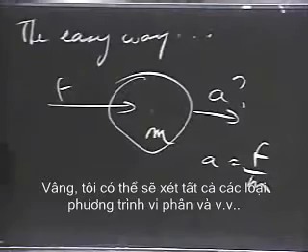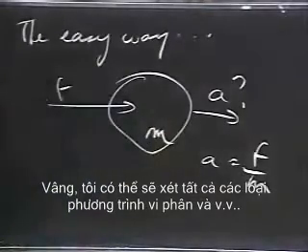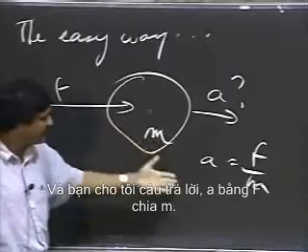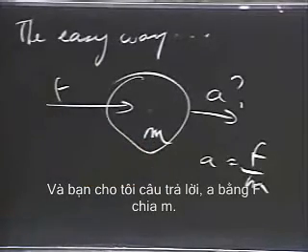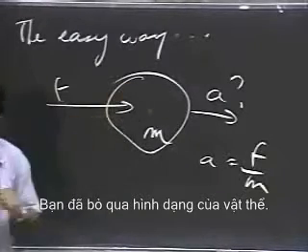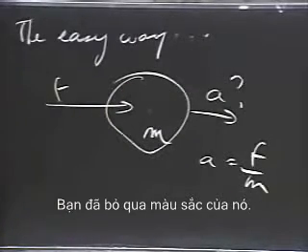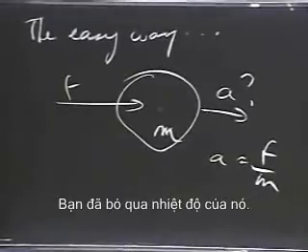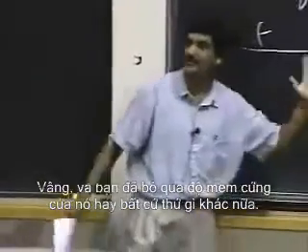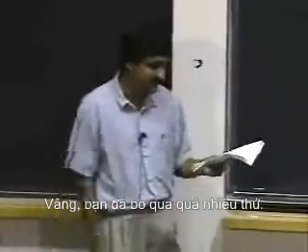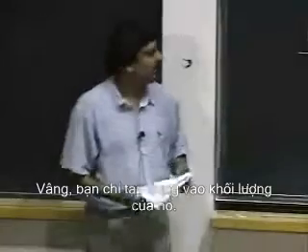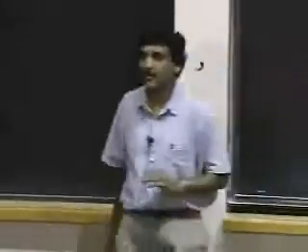I could have gone into all kinds of differential equations and so on to figure that out, but you asked me for the mass, and you gave me the answer, A is F divided by m. So you ignored a bunch of things. You ignored the shape of the object. You ignored its color. You ignored its temperature. You ignored whether it's soft or hard or whatever. You ignored a whole bunch of things. You're focused on one thing: its mass.